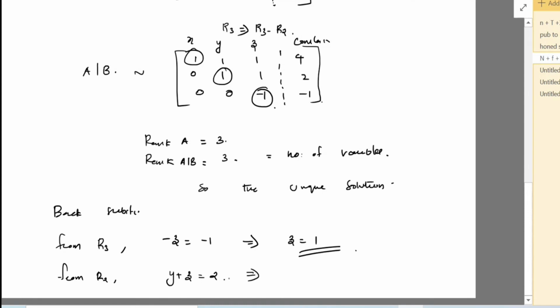So we know the value of Z. Z is 1. So that means Y plus 1 equals 2. That means Y equals 2 minus 1, which is 1. So we got the values of Z and Y, both 1. Now move on to the first row.